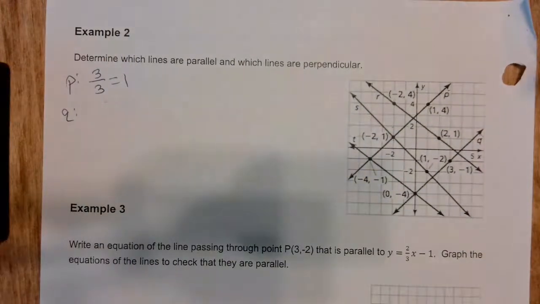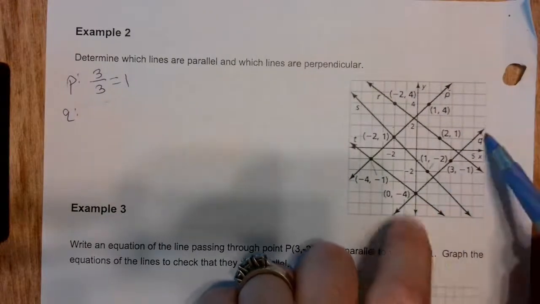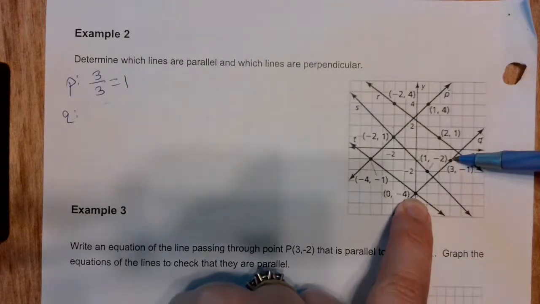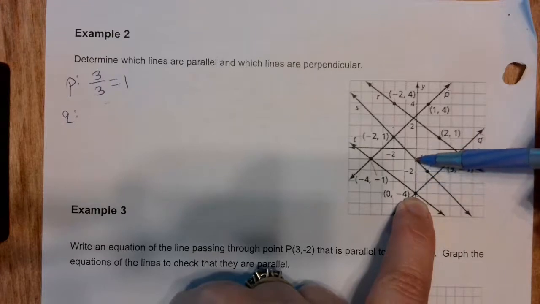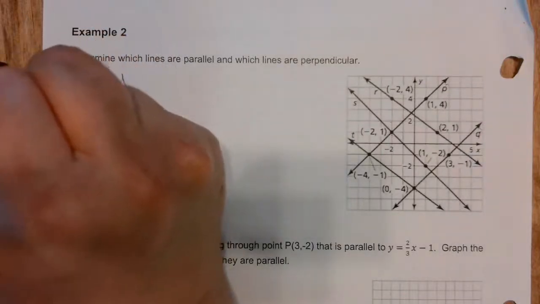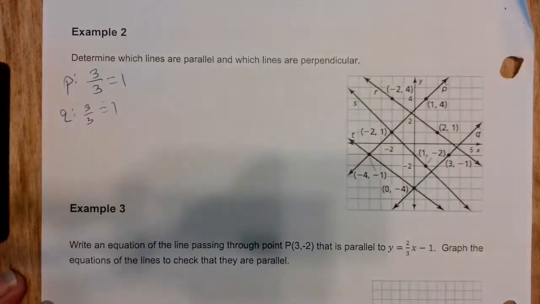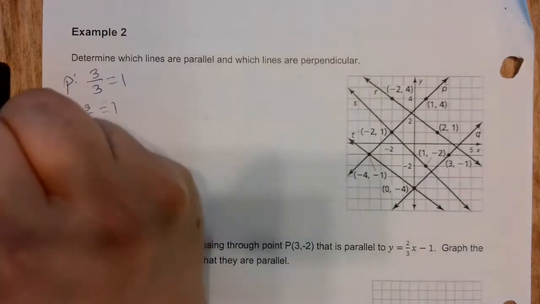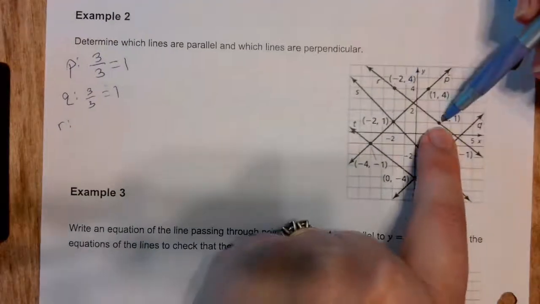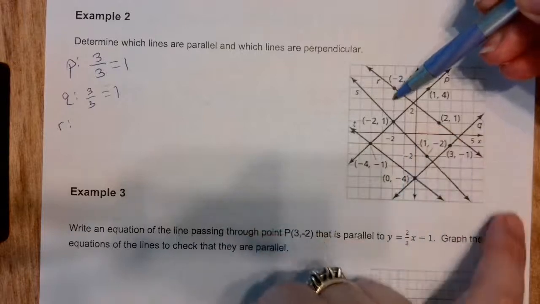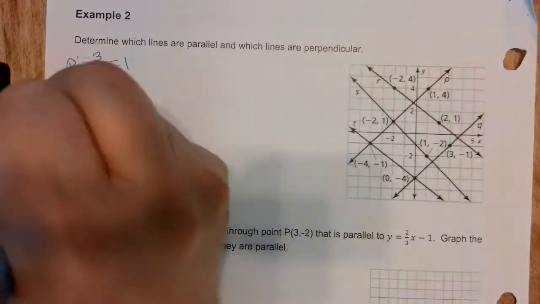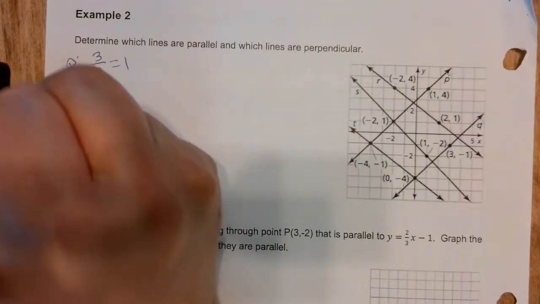What about Q? Q, this line here, goes through 0, negative 4, and 3, negative 1. Count rise over run. Go up 3 over 3, which is 1. Let's do R. R goes from negative 2, 4 to 2, 1. Now it's going down 3 over 4. So negative 3 over 4.